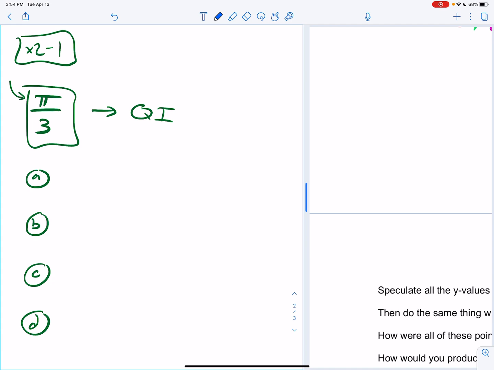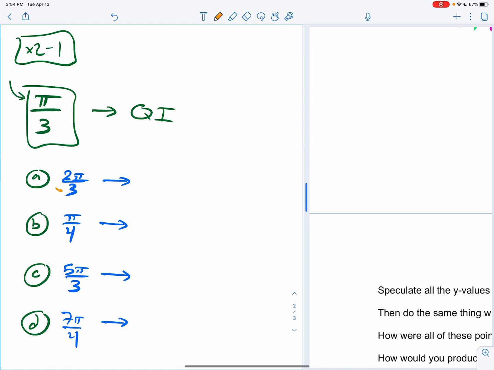Let's do 2 pi over 3, 5 pi over 3, pi over 4, and 7 pi over 4. Okay, figure out these 4 here just in terms of which quadrants they're in. And then press play when you're ready.